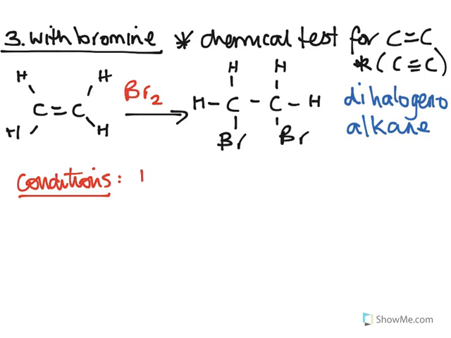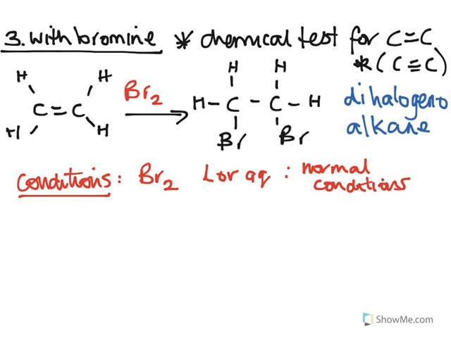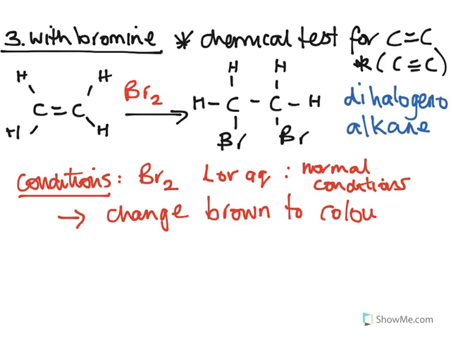And we can use bromine liquid for this, or aqueous bromine, bromine water. Under normal laboratory conditions, we don't have to heat it up, we just shake it up. And as I said, this is a chemical test for alkenes, so it changes from brown to colourless, not clear, colourless, no colour.